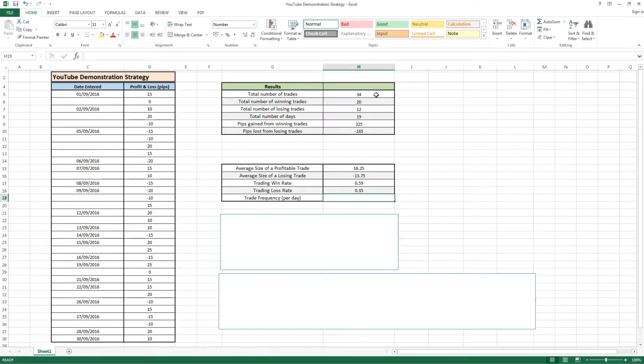And then trade frequency, I'm going daily. Your trade frequency can be over any period, so you can say my trade frequency per week is X number of trades, my trade frequency per month is Y number of trades, and so on. The trade frequency I'm going to be using is per day. So I want to know how many trades per day on average I'm taking. So all we do here is sum the total number of trades that we've taken, and we divide that by the number of days that we traded, which was 19. So we're taking 1.79 trades on average through September.